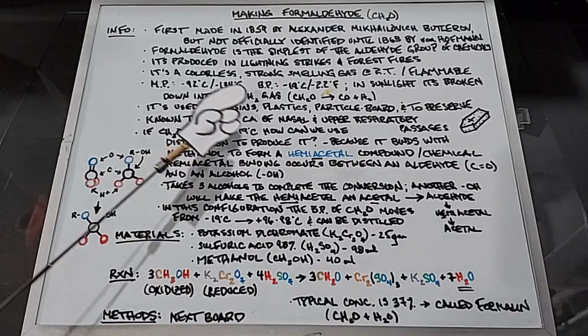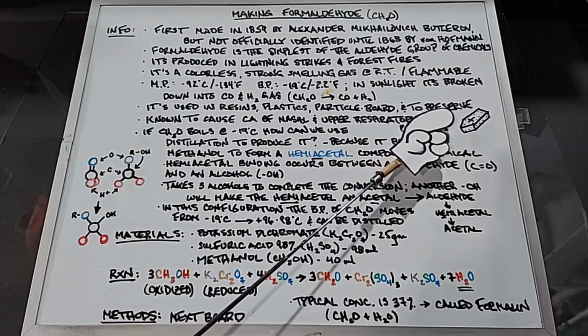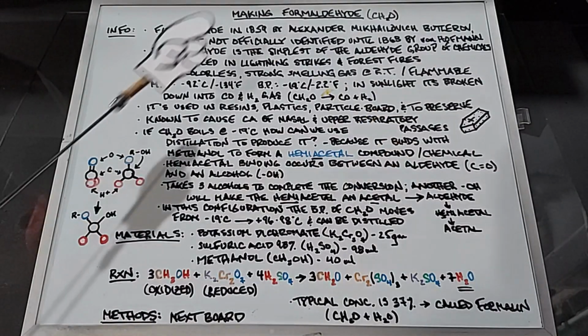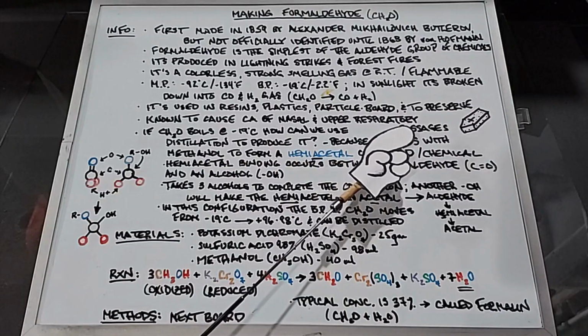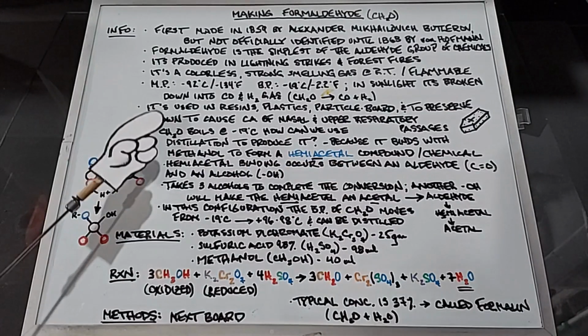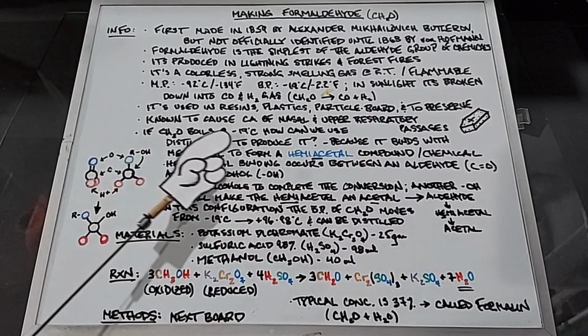It's used in resins, plastics, particle board, and to preserve, not whole bodies, but bits and pieces in jars, typically. It's known to cause cancer of the upper and nasal respiratory passages, and you can understand why. It's a gas and you're breathing it, etc. So if formaldehyde boils at negative 19 degrees Celsius, how can we use distillation to produce it?